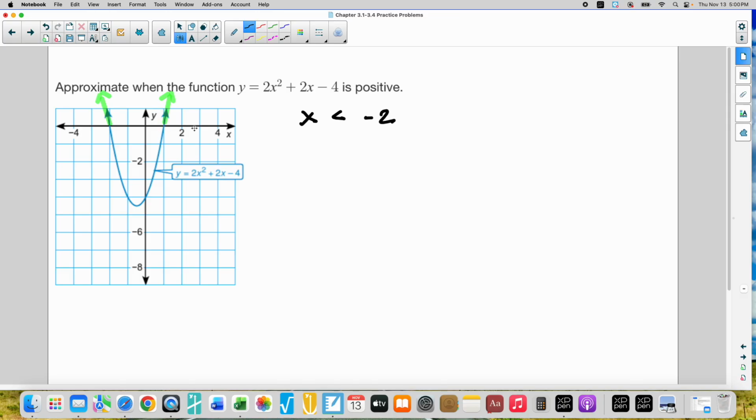Let's look at this ray. Since it's a ray, we start with x. Where is it starting? At 1. And do I want the values on the right or to the left of it? I want them on the right. These are to the right of 1. So right is greater than.